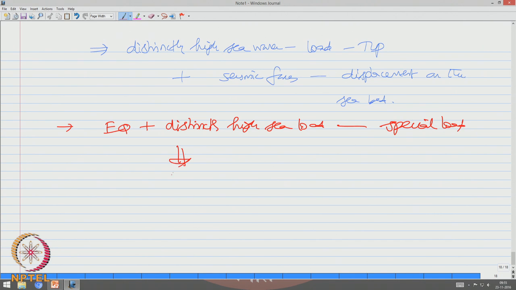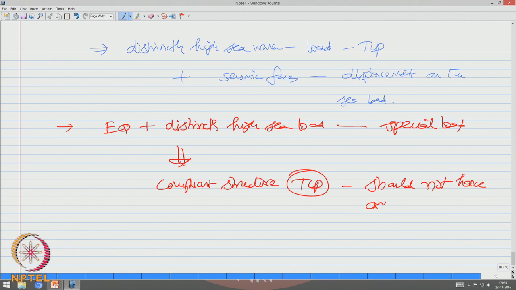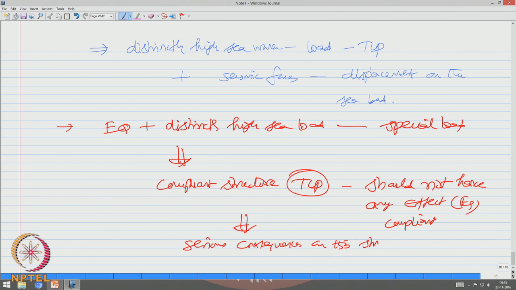The example system is a compliant structure like a TLP. It is expected that this structure should not have any effect because of earthquakes, because it is compliant, but the example will clearly show you there are serious consequences on this structure because of this combination of special loads, which we will see in the next lecture as a continuation. Thank you very much.